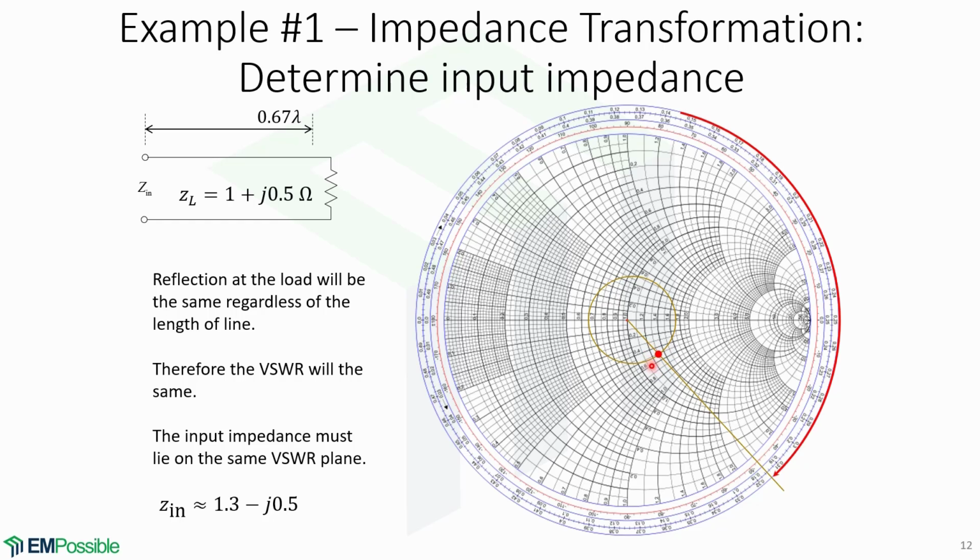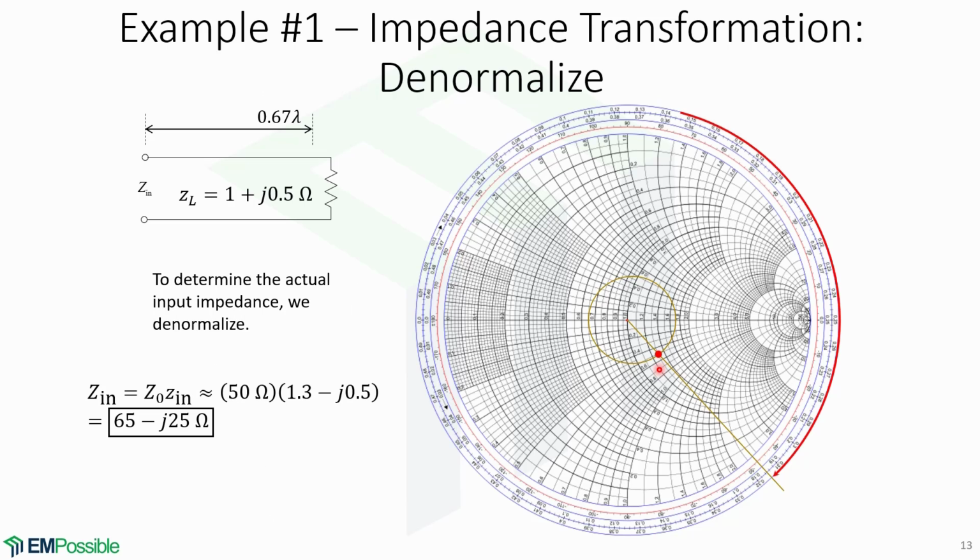In this case, the input impedance is, as expected from the formula, equal to 1.3 minus j0.5. Denormalizing the input impedance gives us a value of 65 minus j25 ohms. And this is how you do impedance transformation calculations on the Smith chart.